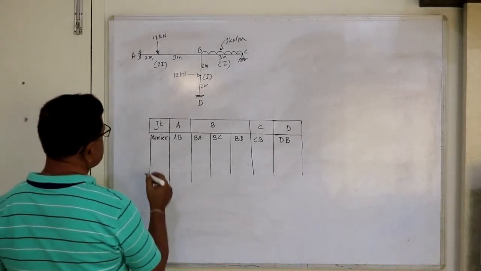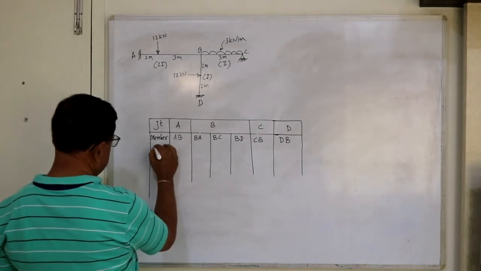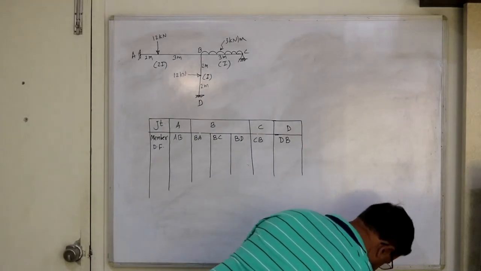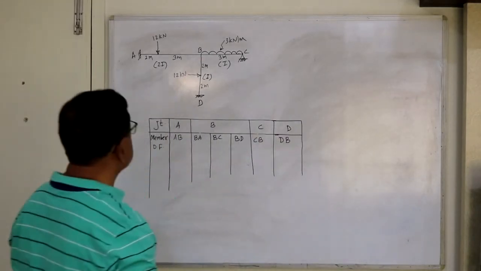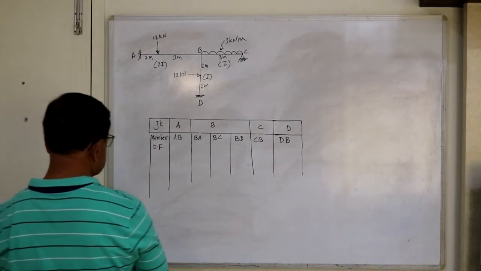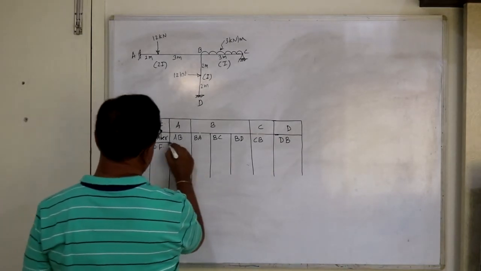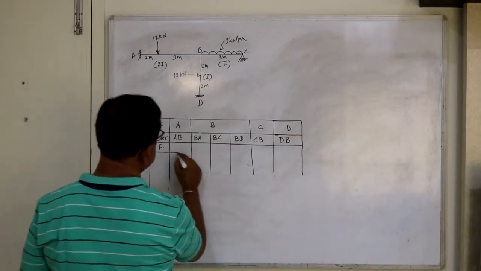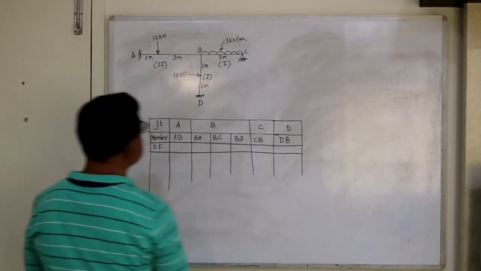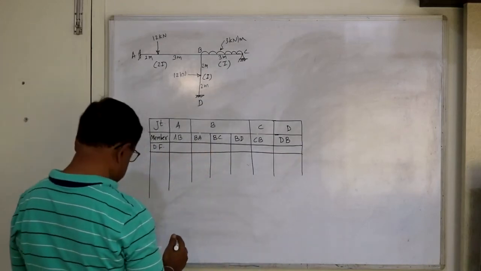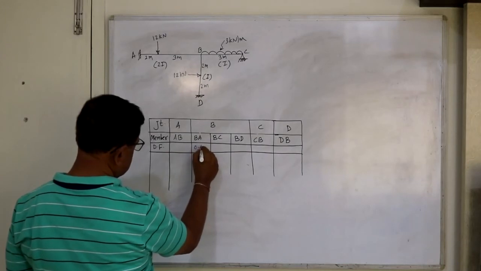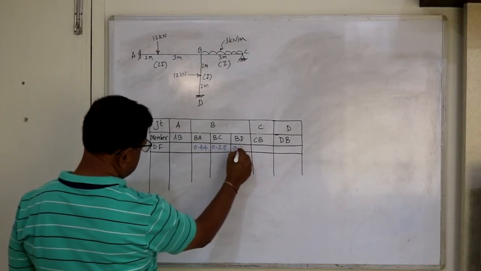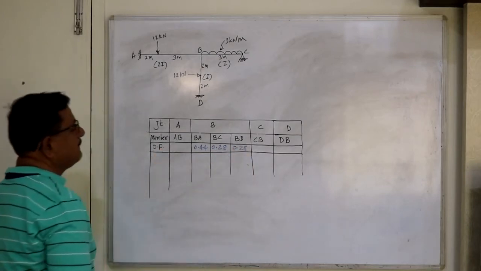Then after member, you write down the distribution factors. Now distribution factors, I will write in blue color. Mark a line here, then distribution factors. So we have calculated distribution factors 0.44 here, BC 0.28 and BD 0.28. So these are the distribution factors.